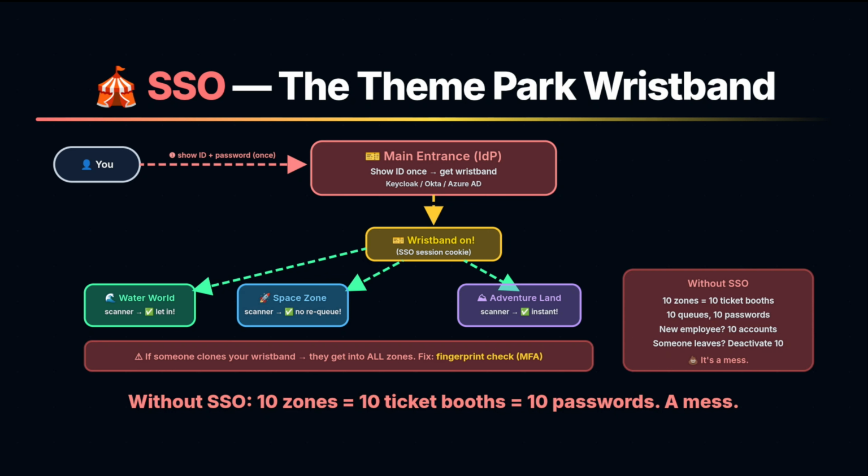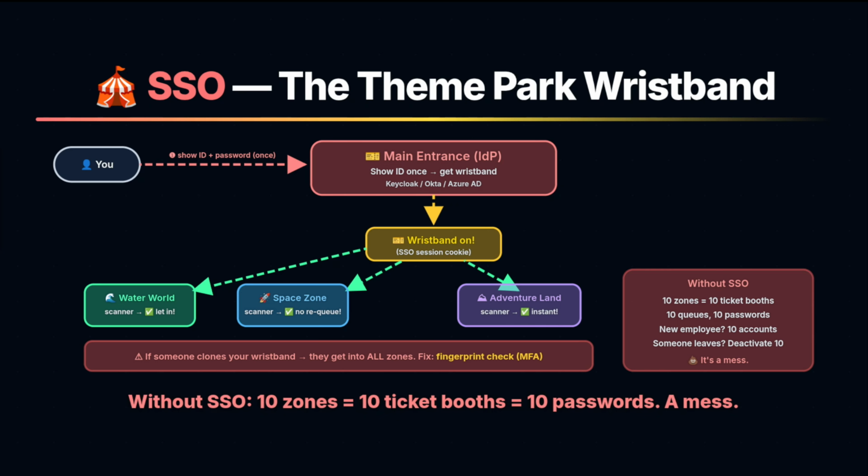But with SSO, you go to the main entrance, show your ID and get a wristband. Now you walk to any zone, and the scanner at each entrance reads your wristband and lets you through. But still the risk is, if someone clones your wristband, they get into all 10 zones. That's why the main entrance also checks your fingerprint, technically MFA.